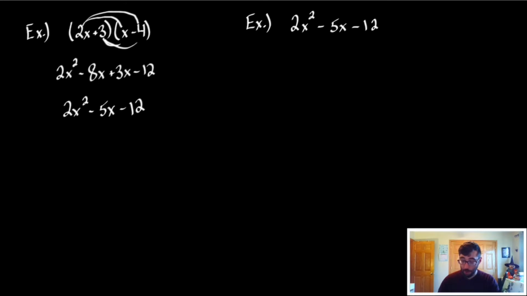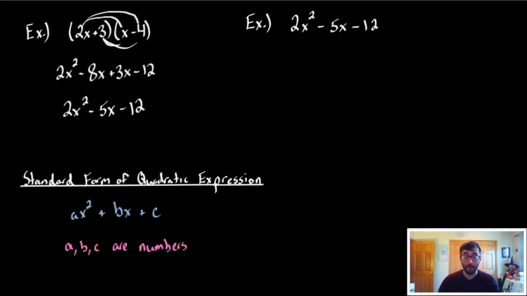Now, before we talk about that, I need to talk about the standard form of a quadratic expression, which is ax squared plus bx plus c, where a, b, and c are just numbers. So in this particular problem, a is 2, b is negative 5, and c is negative 12. And the reason I bring that up is because we factor these trinomials utilizing all of these values in a special way.